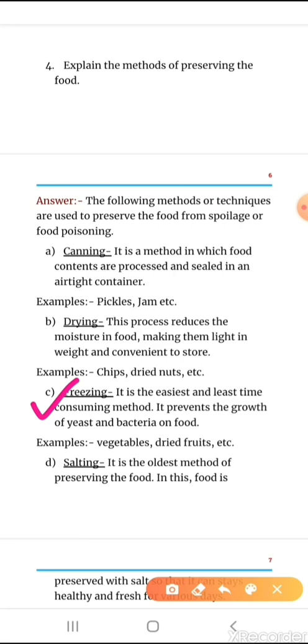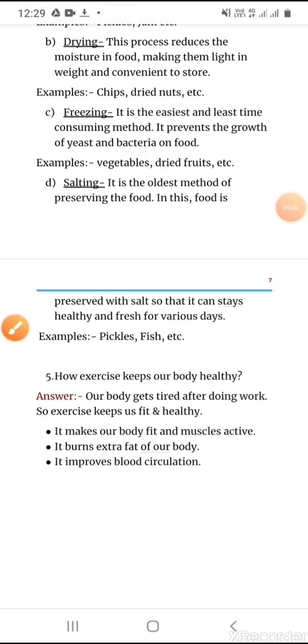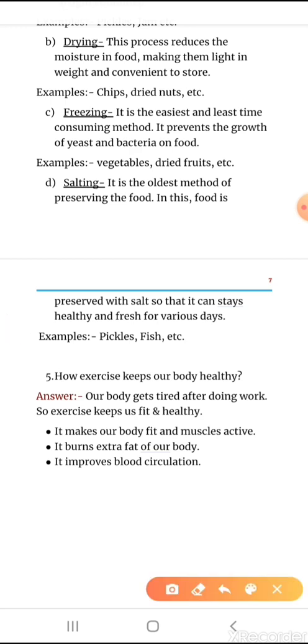Third one is freezing. Freezing means to make the food freeze. Freezing prevents the growth of yeast and bacteria on food. Example, vegetables and fruits. Salting. It is the oldest method of preserving food. In this method, the food is preserved with salt so that it can stay healthy and fresh for various days. Like you have seen pickles at your homes, fish, etc.